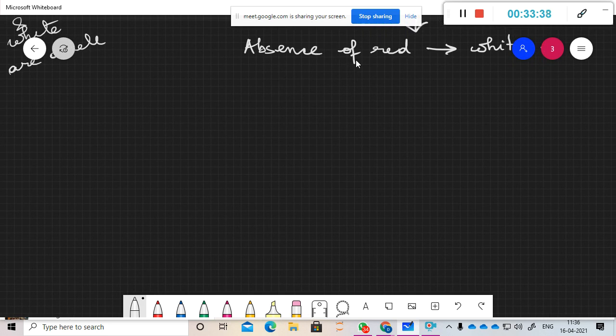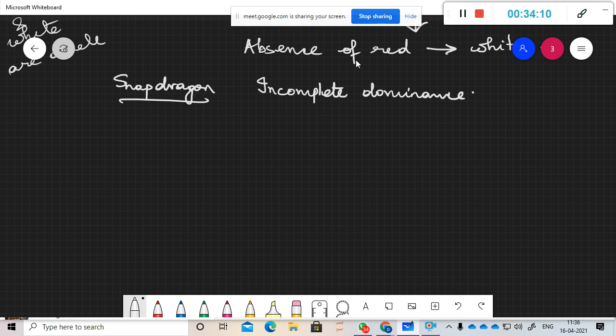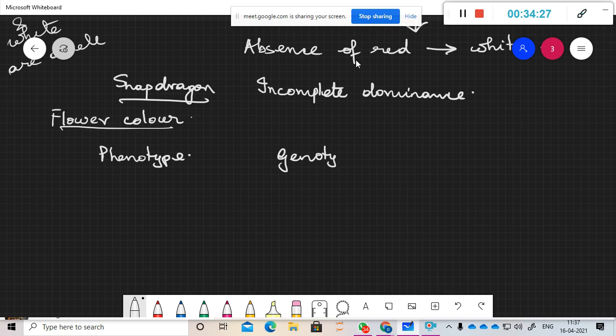Now, a few things which we must see. What happened in snapdragon, it's a flower, a phenomenon known as incomplete dominance takes place. What happened over here, we are talking about the flower color. So this is the phenotype of the flower, genotype, and amount of gene product. We talk about this differently.